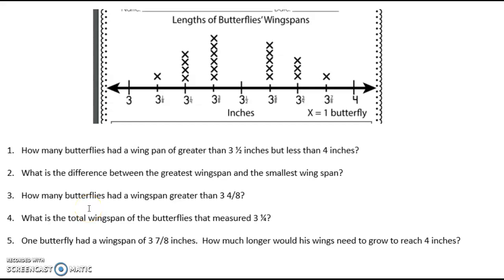Okay, so we're going to look at lengths of butterfly wingspans. We're going to look at the mixed numbers at the bottom. Those mixed numbers are inches, so it's how long the butterfly's wingspans are in inches. 1x is what? One butterfly. So how many butterflies had a wingspan of 3 7/8? 1, because there's 1x up there. Okay, how many butterflies had a wingspan of 3 3/4? 3, because there's 3 x's.